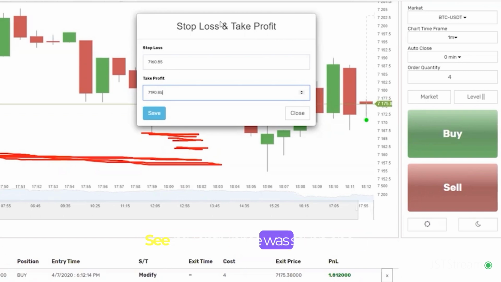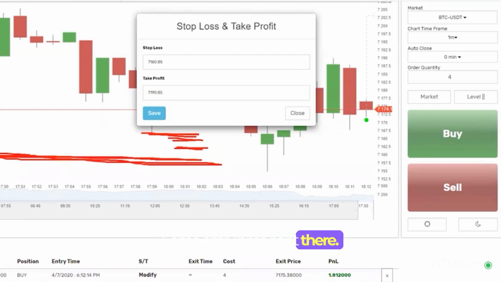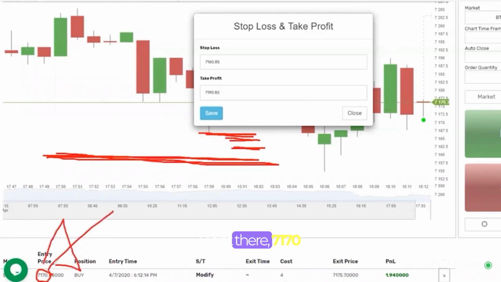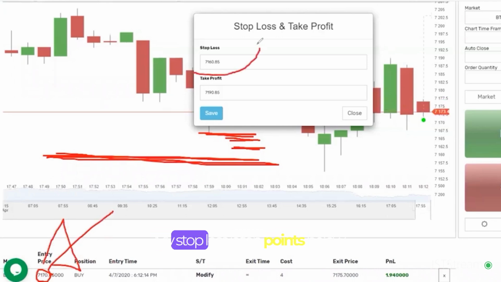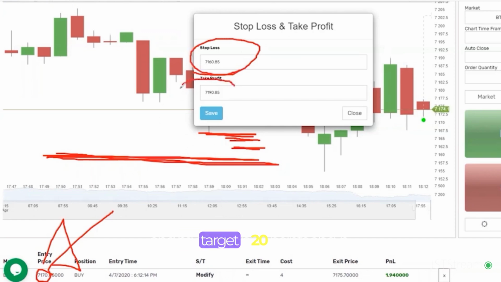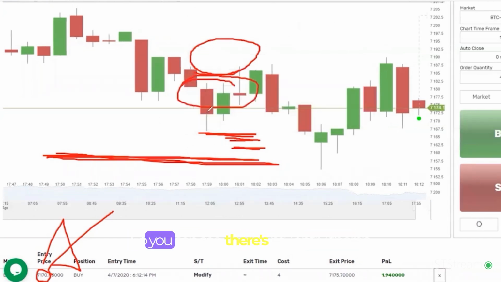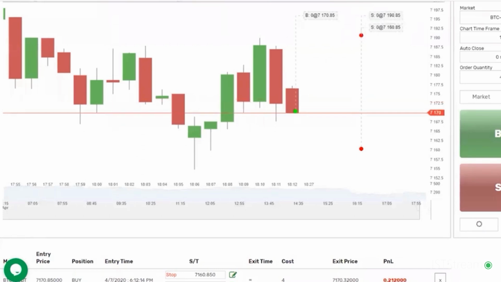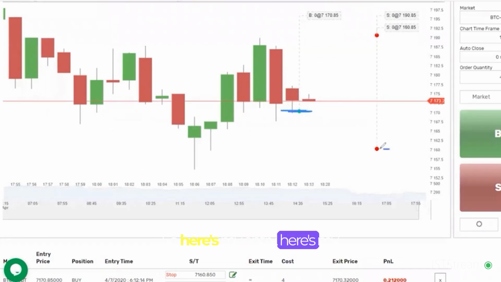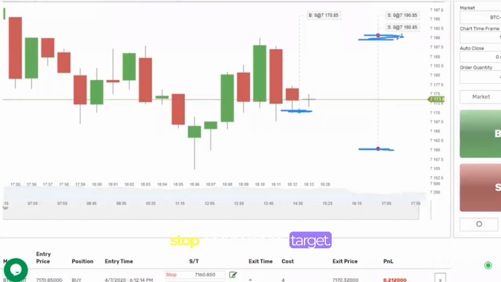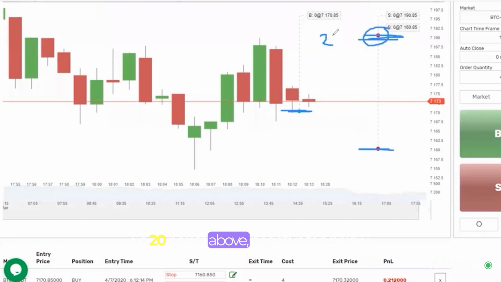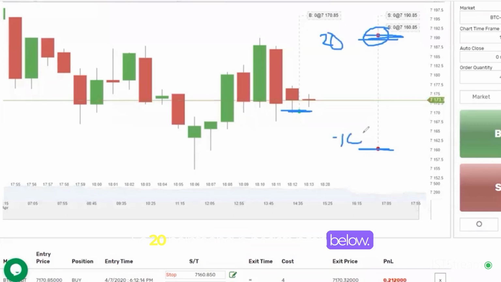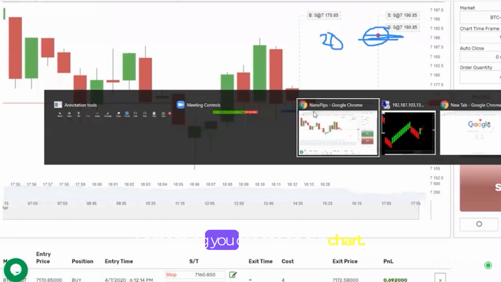See, my entry price was, wait, let me draw that for you. So my entry price right there, 7170. My stop loss is 10 points below, and my target is 20 points above. So you can see there's my entry, there's my stop loss right there, and my target. So here's my entry, here's my stop, and here's my target. So 20 points above, 10 below, and here's my entry.